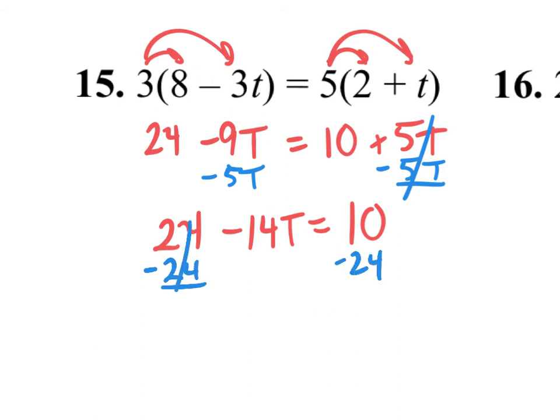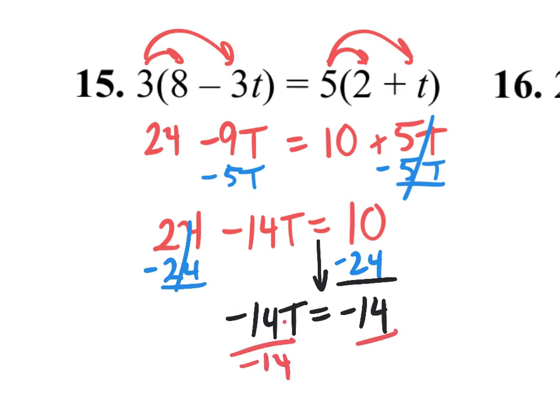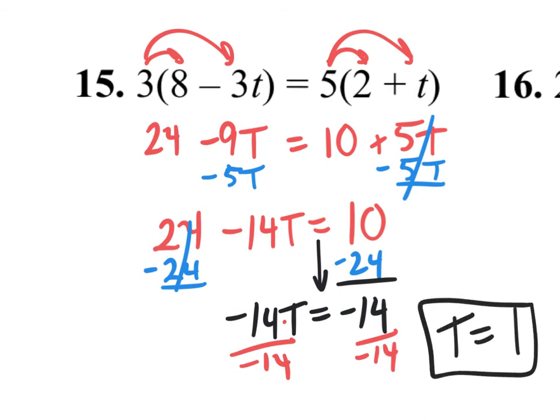Subtracting 24. This will give us a new equation that reads negative 14t. The equal sign just comes down, right? And 10 take away 24, that's negative 14. As you can see, our final step is to get rid of the multiplication of negative 14 by dividing by negative 14. Final answer will be t equals positive 1. Negative 14 divided by negative 14 is positive 1.